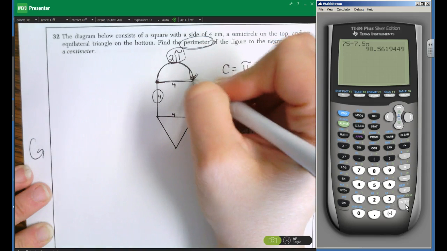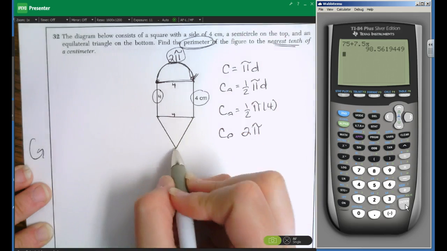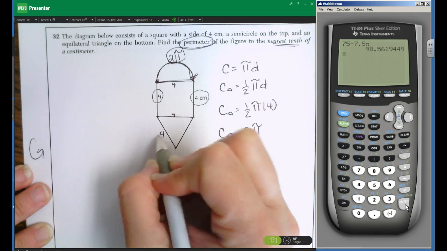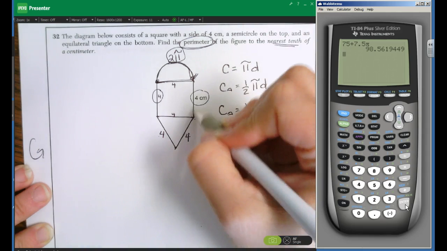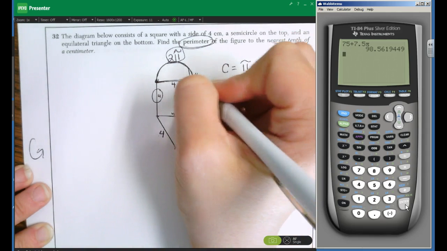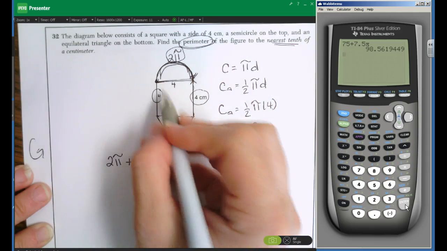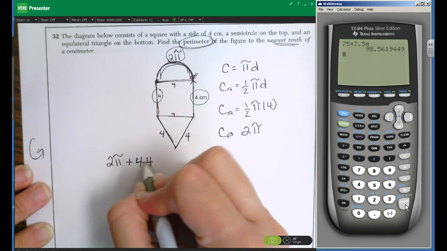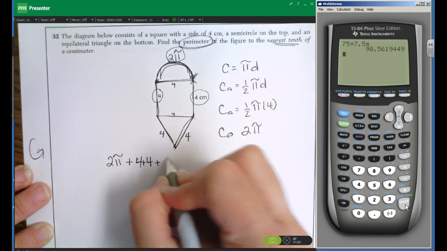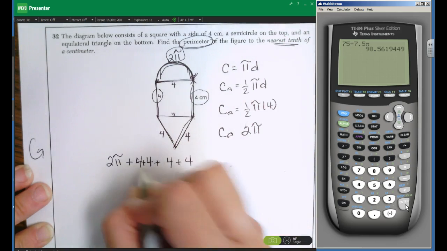So if we start here and we're walking around, now we have to do this. Well, because it's an equilateral triangle, we know that this has to be 4 and this has to be 4. And then we go back up at top. So we have this part first. Then we have 4, 4, 4, 4. So we add this up.